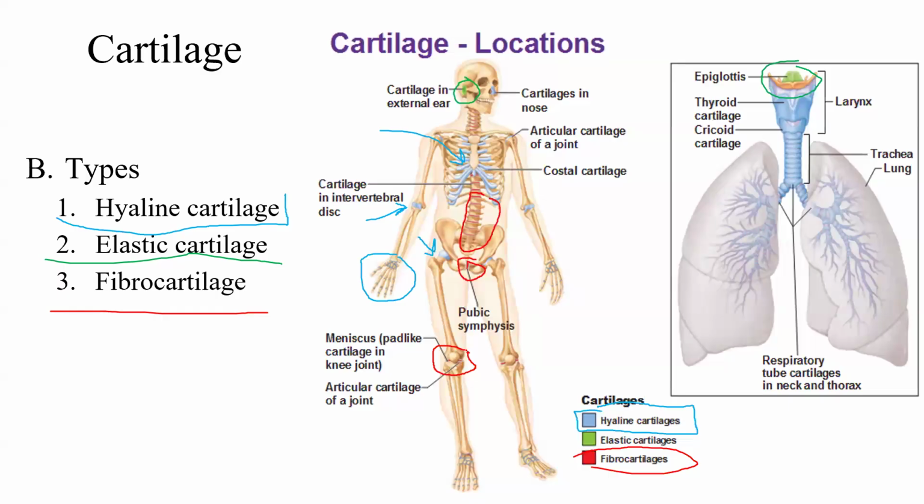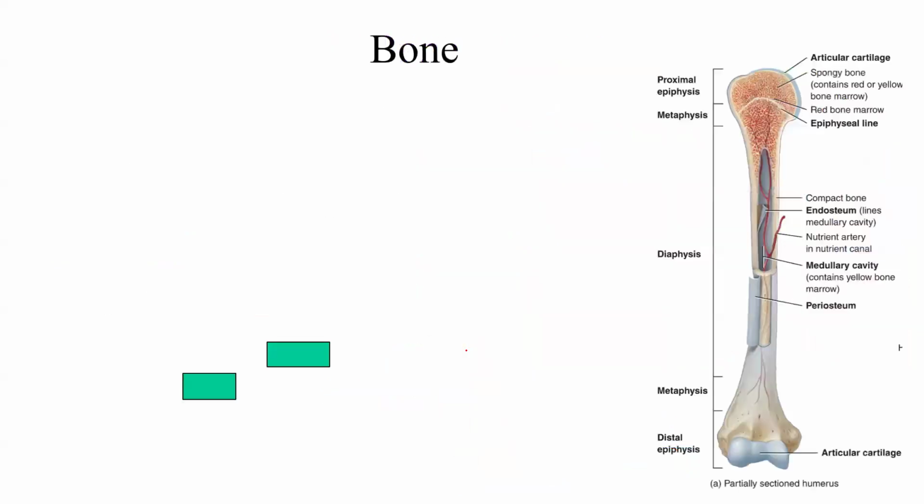So three types, make sure you know them. Know at least one example of where you might find these. Hyaline, you could just put at the ends of your bones, on most bones. Elastic and fibro you can get a little more detailed for.